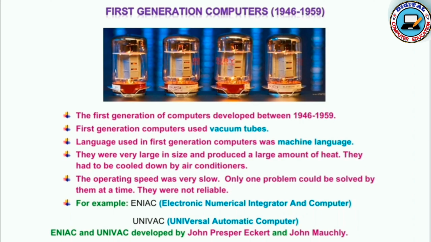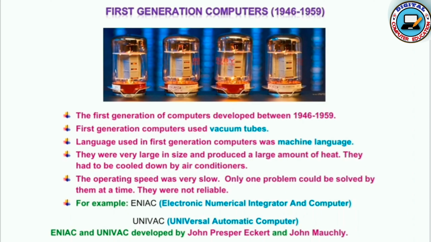First generation computers used vacuum tubes. The language used in first generation computers was machine language. They were very large in size and produced a large amount of heat. They had to be cooled down by air conditioners. The operating speed was very slow. Only one problem could be solved by them at a time. They were not reliable.